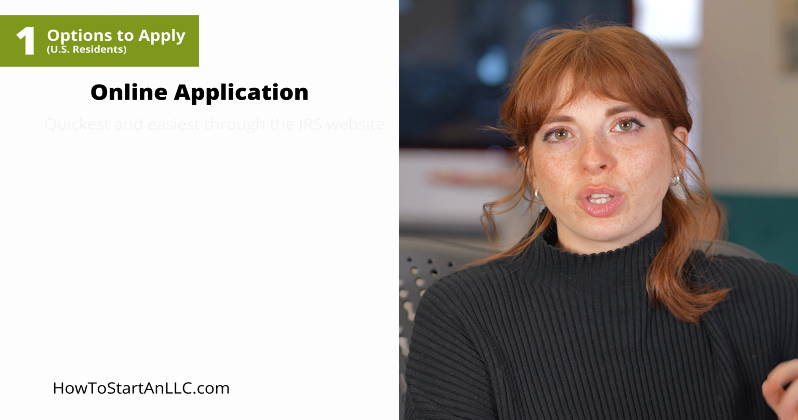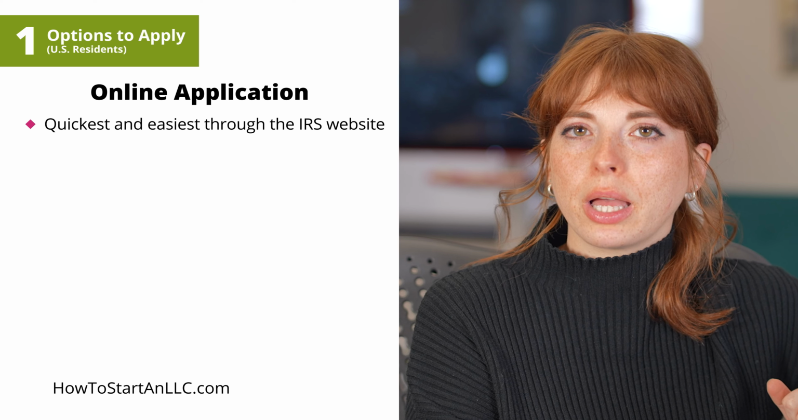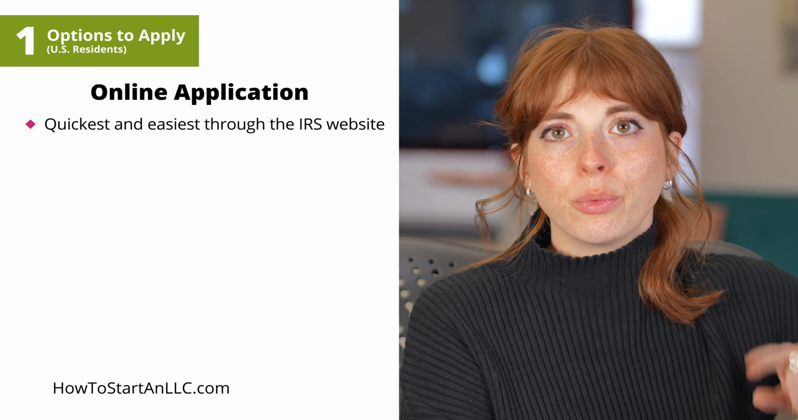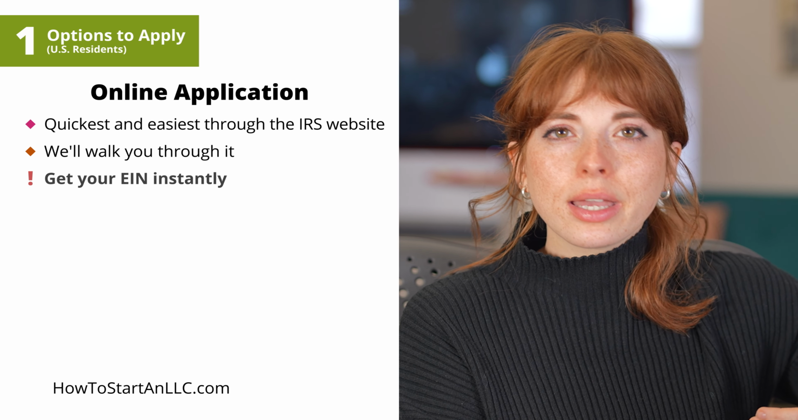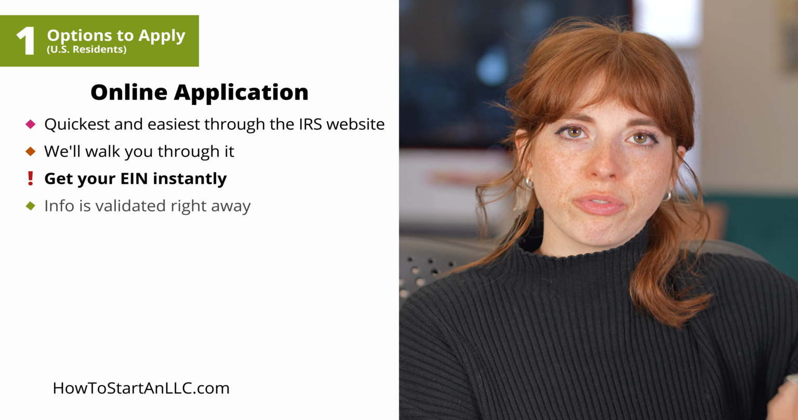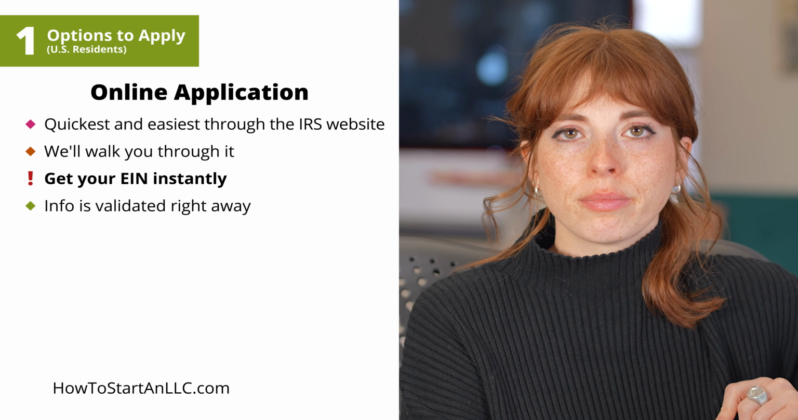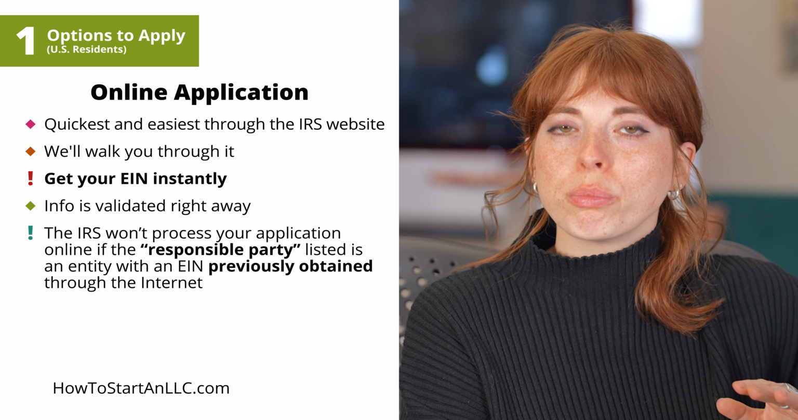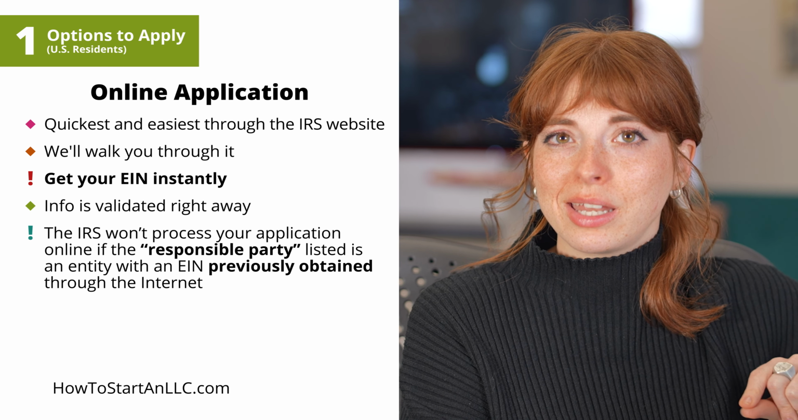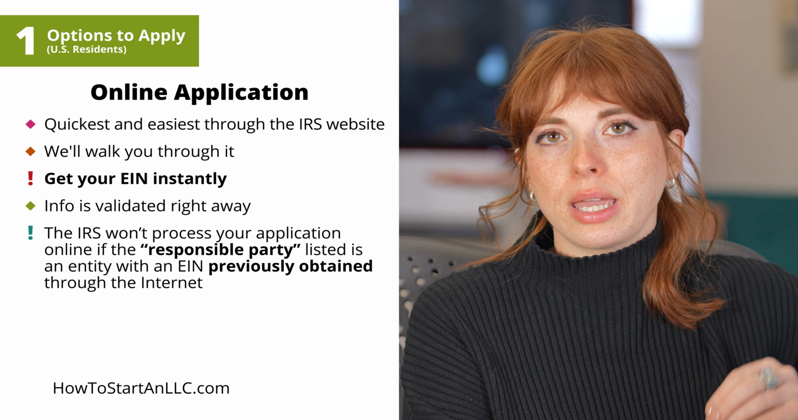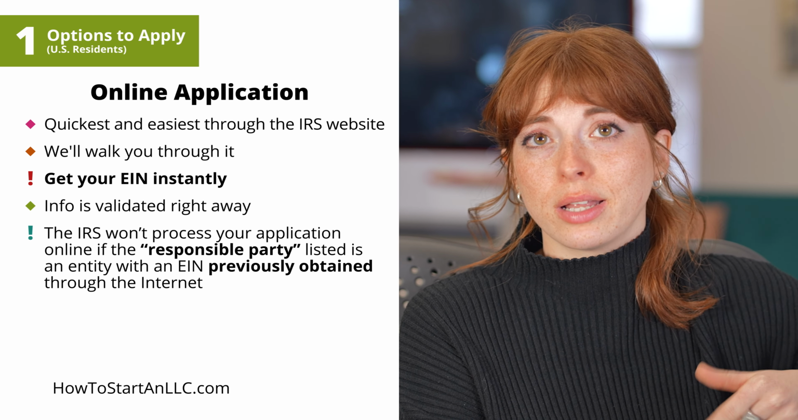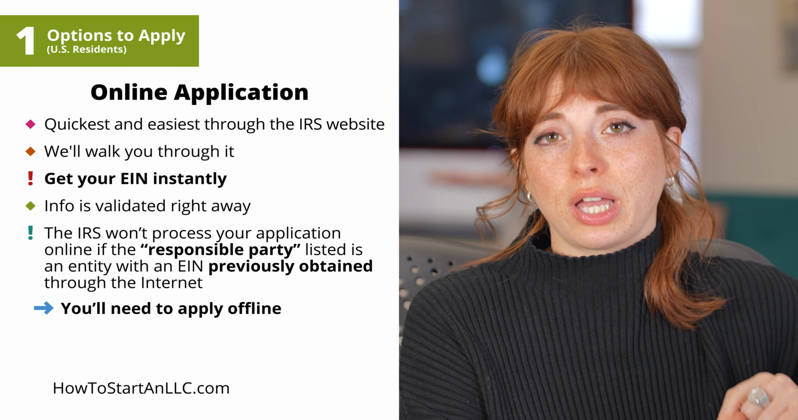Online application. The quickest and easiest way is to apply online through the IRS website. We're going to show you how to do it in just a second. We like this version because you'll get your EIN instantly because the information you provide is validated right away. Just a note, the IRS won't process your application online if the responsible party listed is an entity with an EIN previously obtained through the internet. So you'll need to use one of these offline options.